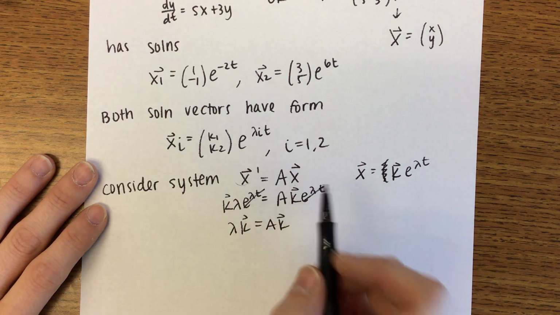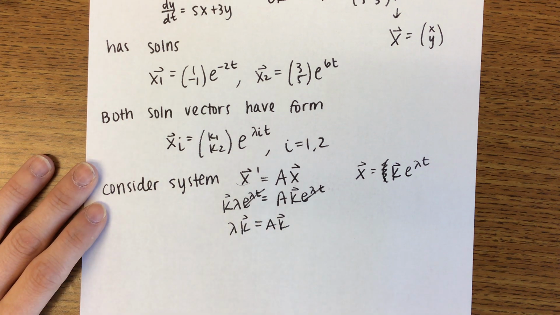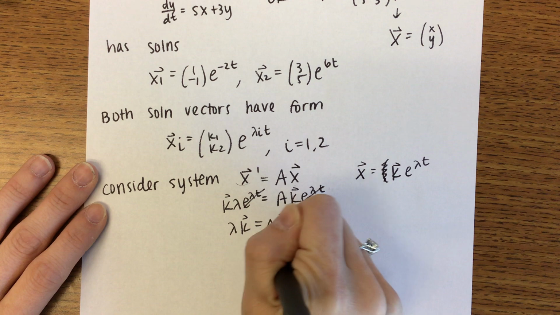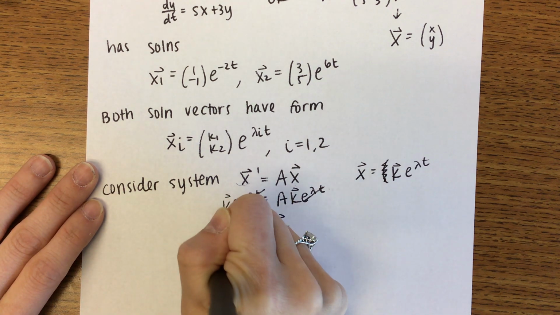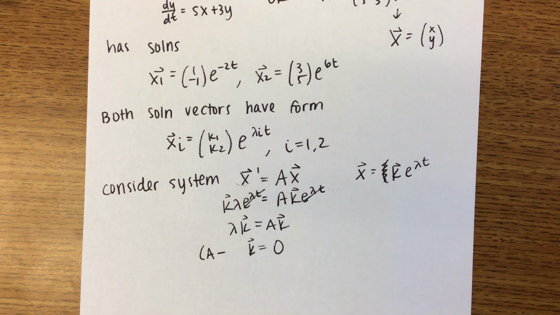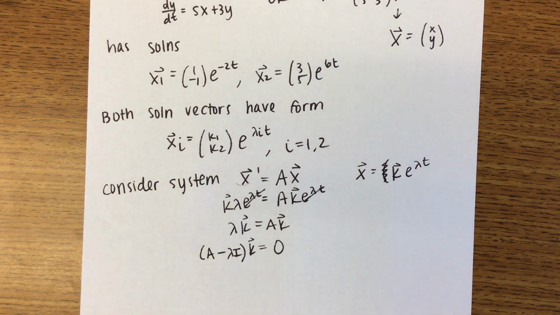Okay, what we can do is move this to the other side and factor out the k. So we're going to have everything equal to 0. We factor out a k. We're going to have a minus. Do you remember talking about how you can't do A minus lambda? A is a matrix, lambda is a constant. So instead we did A minus λI. This should look familiar. Does it?